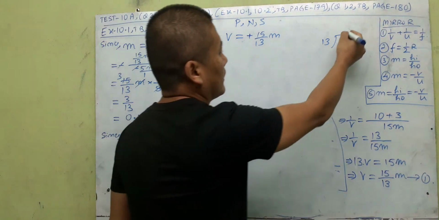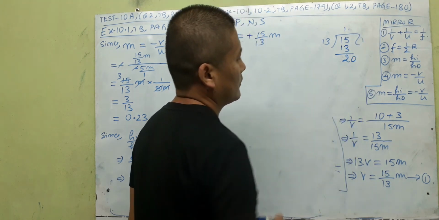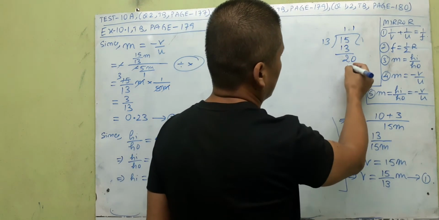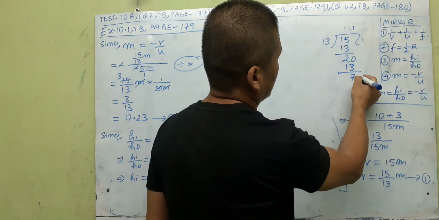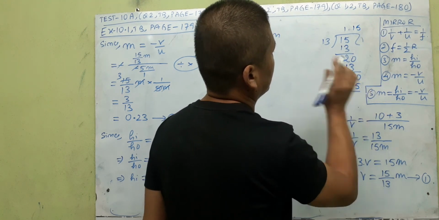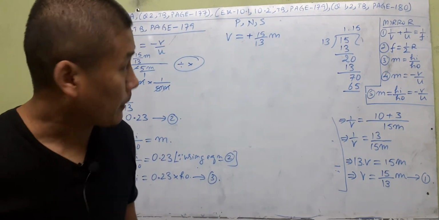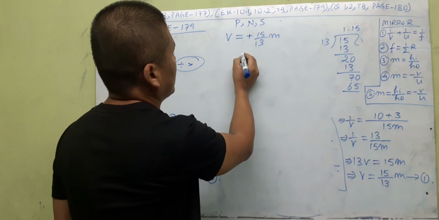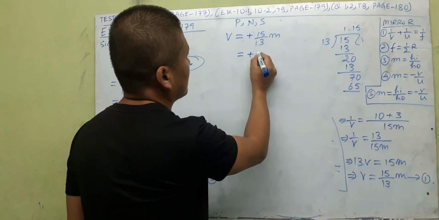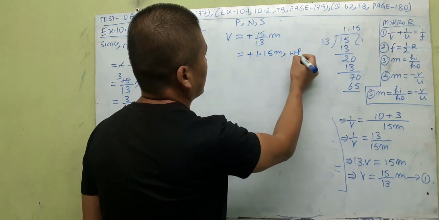13 ones are 13, 2 remainder. Then 0, 0. 13 ones are 13 again, 70. 13 fives are 65. So we can stop there. 1.15 at the back. So up to second place will be enough. So there will be approximately plus 1.15 meter.